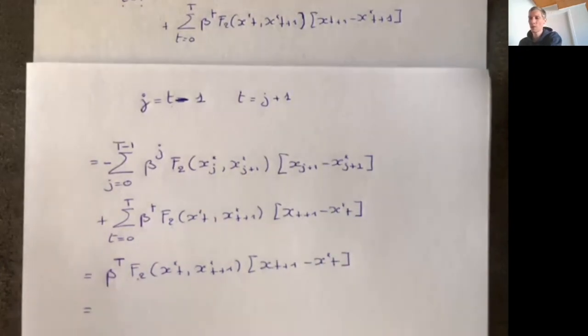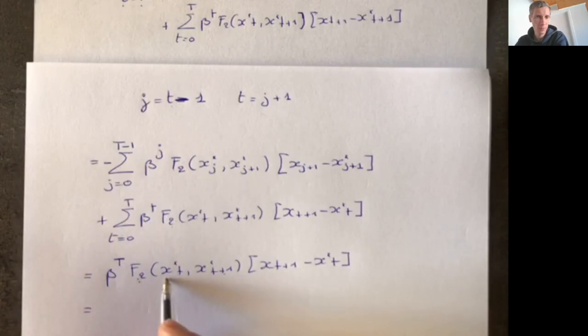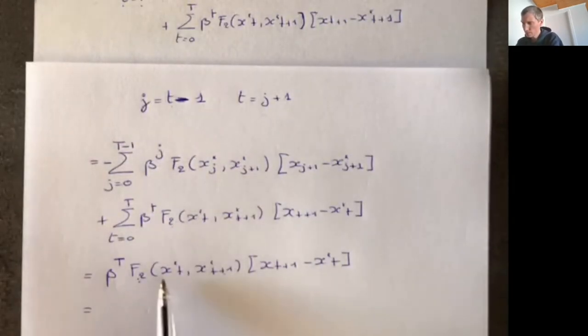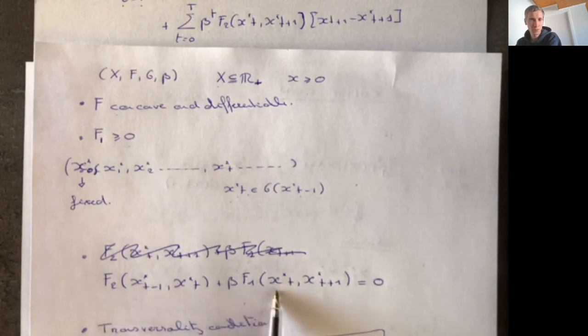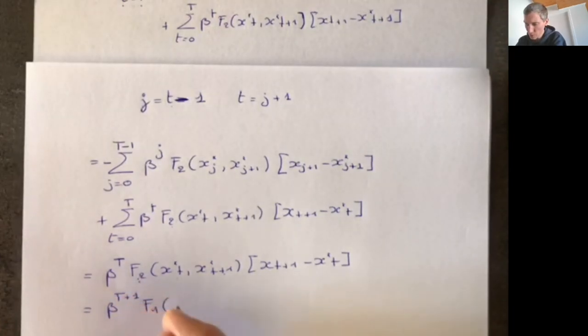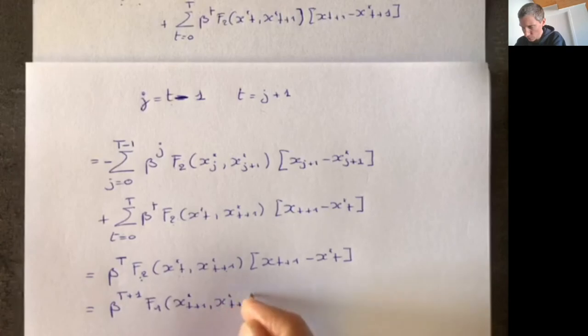I have an f2. I can make this an f1 by using the Euler equation once more. So I have that f2 x T plus 1 is equal to beta times f1, but now I have to look because I'm changing indices. So f2 of T minus 1, T becomes f2 of T, T plus 1, which becomes beta f1 of T plus 1, T plus 2. So this becomes beta to the power T, and then I have a beta from f1, so this is T plus 1 of f1 of x star T plus 1, x star T plus 2.